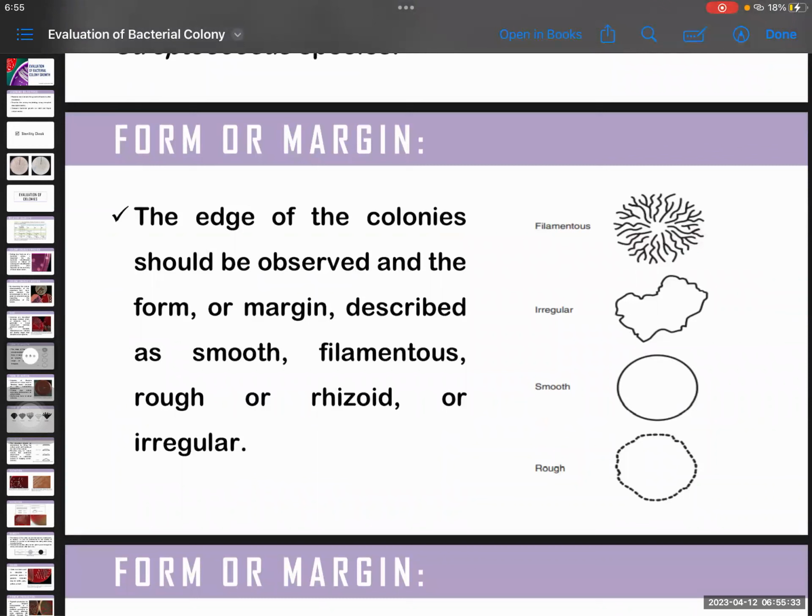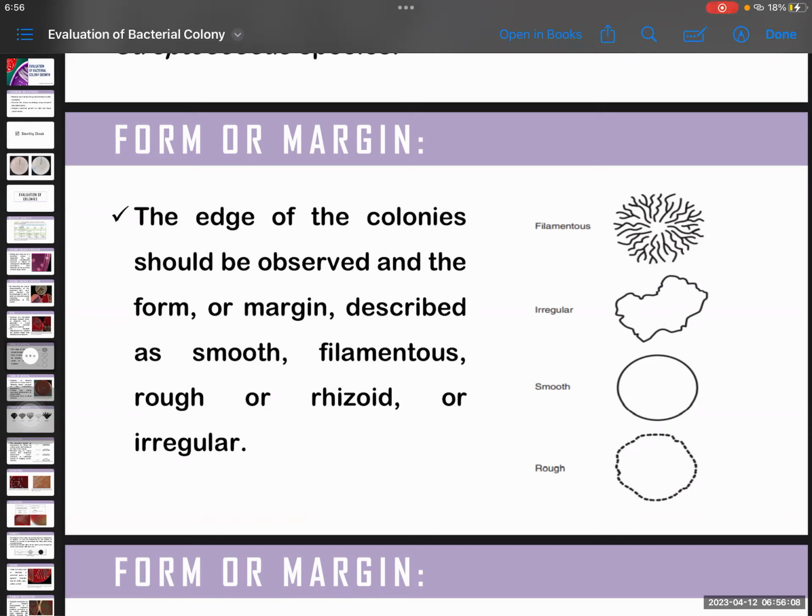So aside from size, you can also evaluate them through form or margin. So the edge of the colonies should be observed, and the form or margin is described as smooth, filamentous, rough, or rhizoid, or irregular. So just like what the illustration is showing, very easy. For filamentous, of course, it's branching. Okay, it has filament-like structure.